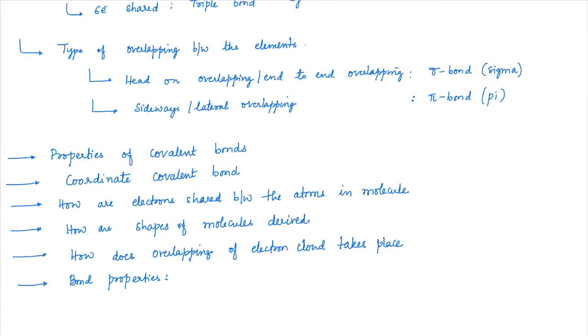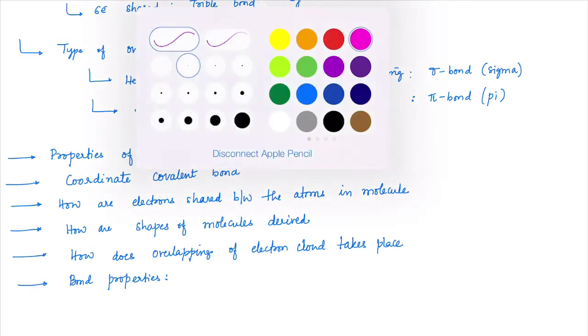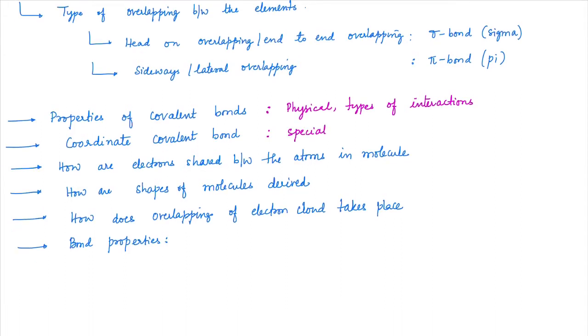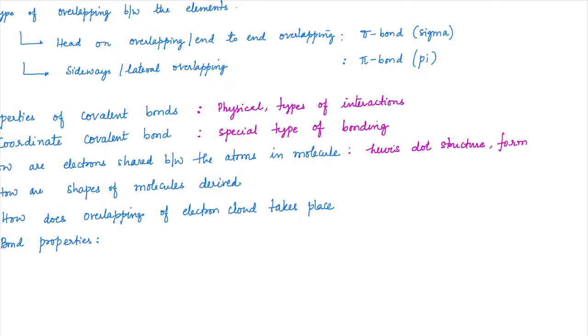Okay, got it. Okay, so when I say properties, I'll be mostly emphasizing on, okay, what is the physical state, okay, types of interactions, and so on. This is the major type. Coordinate covalent bond is a special type of bonding. Okay, that is what we'll be discussing. Next, how are electrons shared between the atoms? For this, we learn what is the Lewis dot structure representation. Okay, also some terms like formal charge helps a lot.